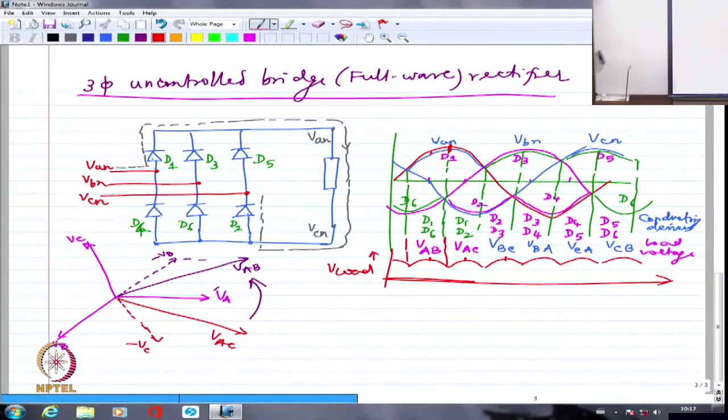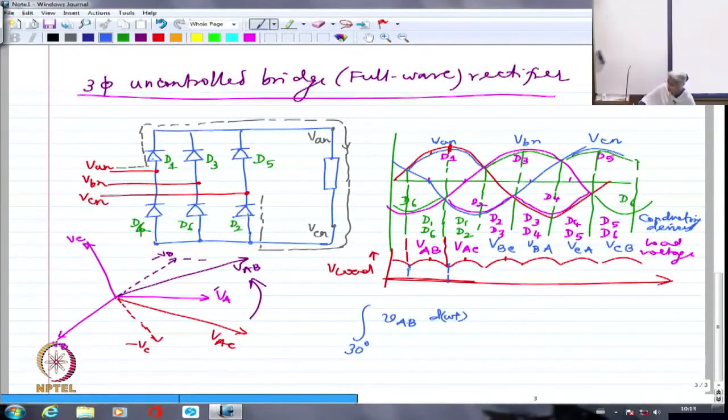So I have to integrate from this point to this point. I have to integrate VAB, sine omega t, d omega t. As per this, it is from 30 degrees to 30 degrees plus pi by 3, because every 60 degrees it is repeating itself.